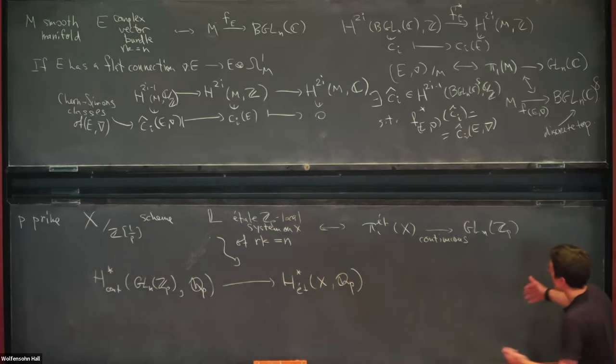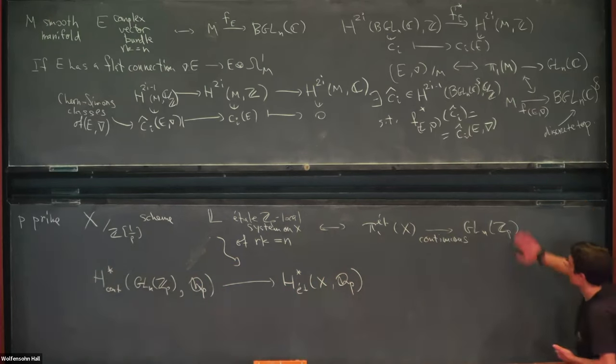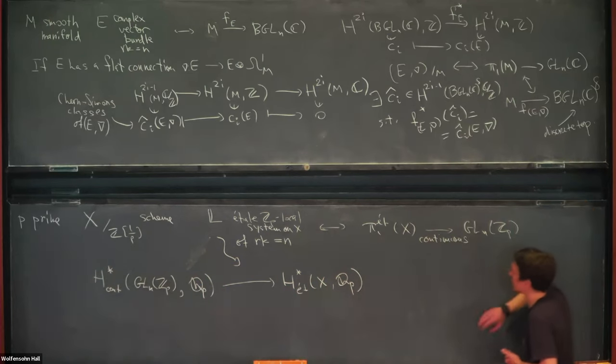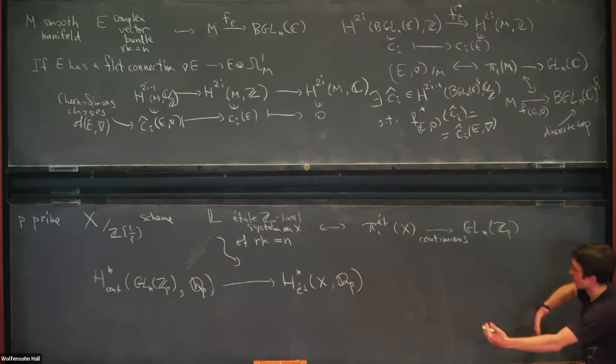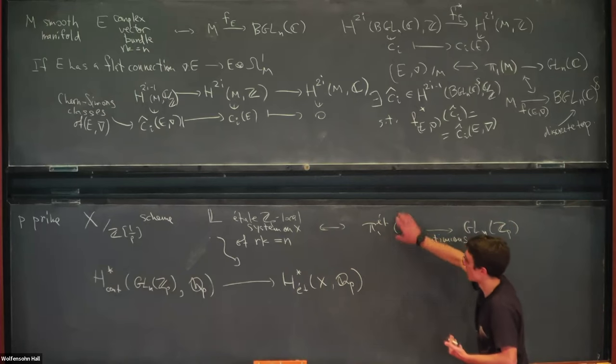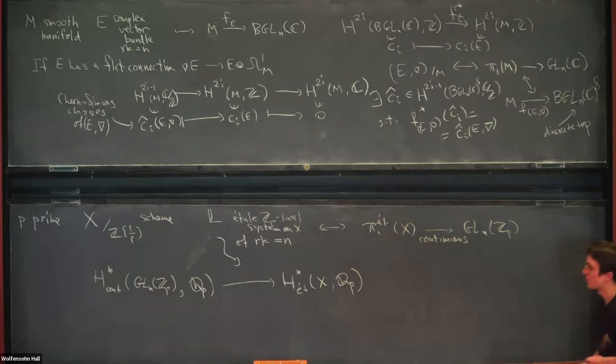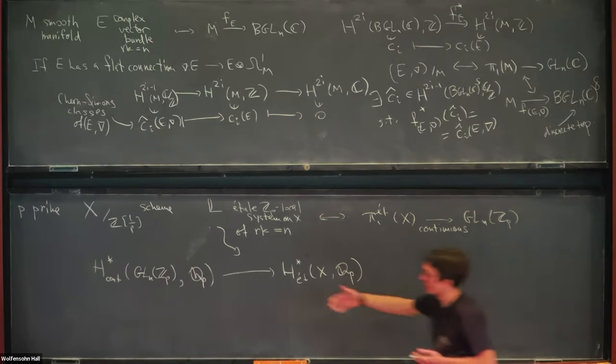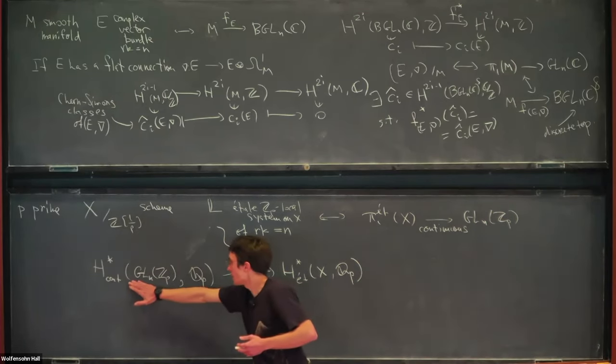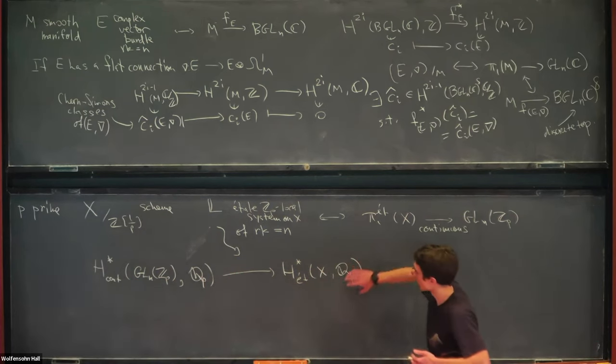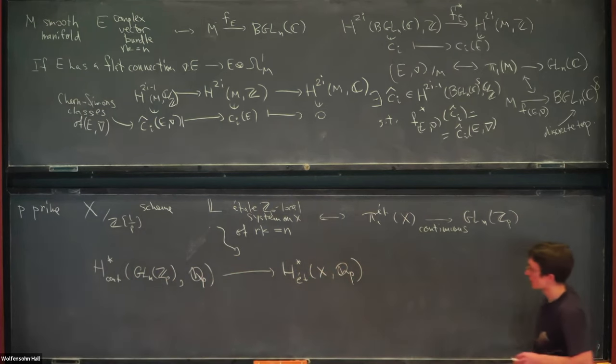And one way of thinking about this is literally as before. So I can pull back cohomology classes from GL_n of Z_p to the fundamental group. And then there is still a natural map from the continuous cohomology of the fundamental group to the étale cohomology of the scheme. And so whenever I have some class here, I get a functorial characteristic class of local systems.